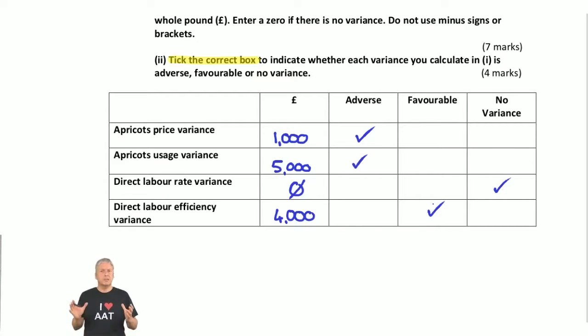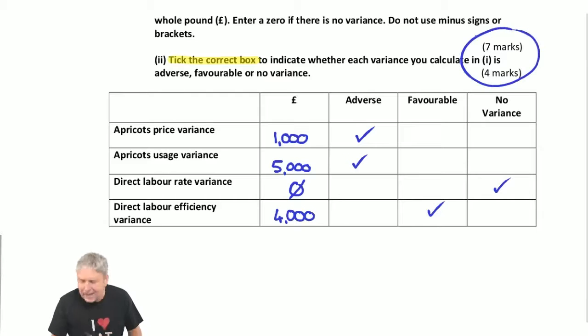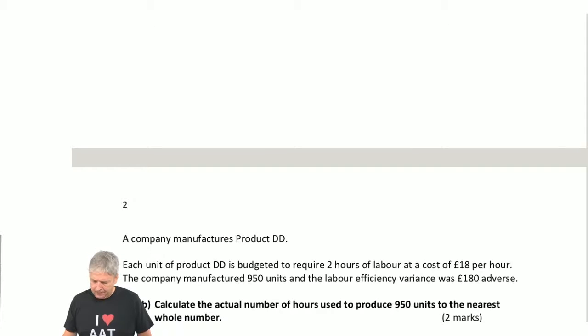Now, think about it. In your assessment, we've just banged out 11 marks. That's not bad, huh? 11 marks for doing something that we can do. But there's more. So, let's see what else we have here.